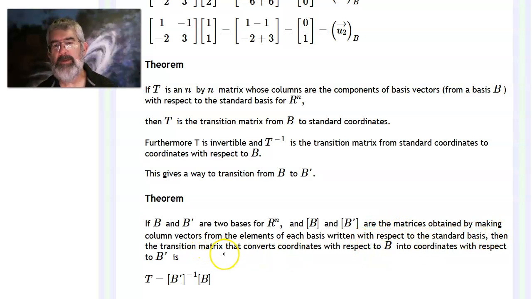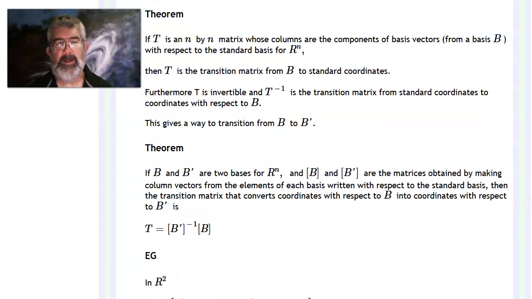Then the transition matrix that converts coordinates with respect to B into coordinates with respect to B prime is take B prime inverse and multiply by B, right? And then to do the conversion, you take your vector on this side with coordinates with respect to basis B, you multiply it by this matrix, which converts it to S, and then you multiply by this matrix, which converts it to B prime. Okay, and each of these is reasonably easy to write down anyway.